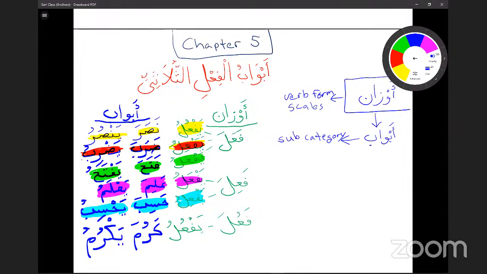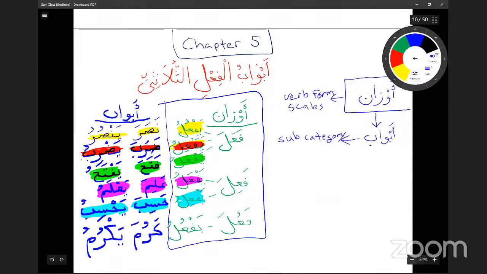In reality, like we mentioned, all of these abwab are really these awzan: فعل, فعل, and فعل opened up for the mudari'a. فعل breaks down into 3 mudari'a: يفعل, يفعل, and يفعل. فعل breaks down into 2 mudari'a: يفعل and يفعل. فعل breaks down into 1 mudari'a: يفعل. Those have names. Those have subcategories. They are called the abwab. They are نصر ينصر, ضرب يضرب, فتح يفتح, علم يعلم, حسب يحسب, كرم يكرم.